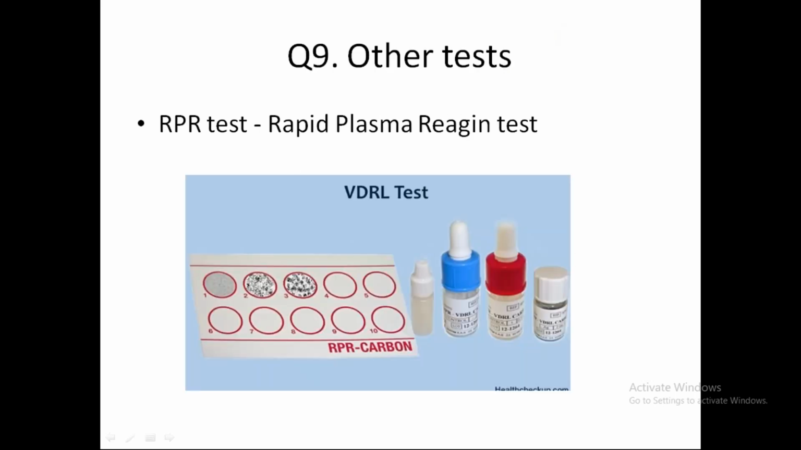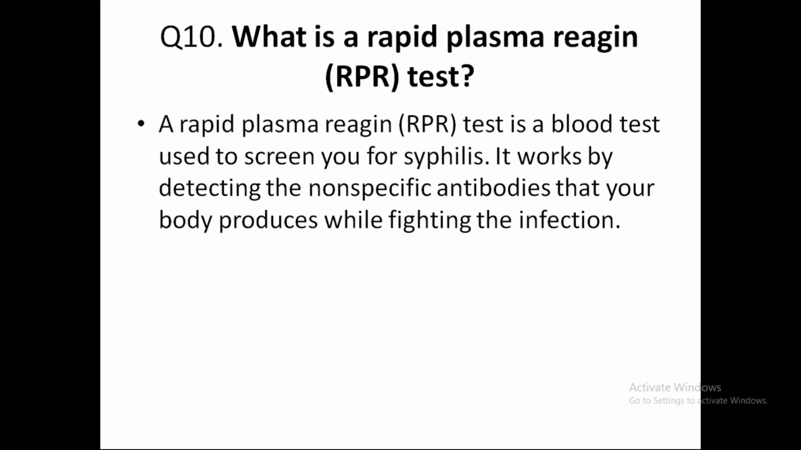What are the other tests? One is the VDRL test. Another most common test used for the diagnosis of syphilis is the RPR test, that is the rapid plasma reagin test. What is this RPR test? The rapid plasma reagin test is a blood test used to screen you for syphilis. It works by detecting non-specific antibodies that your body produces while fighting the infection.